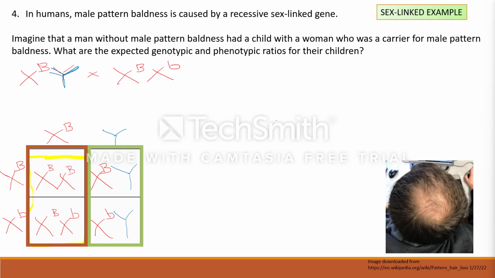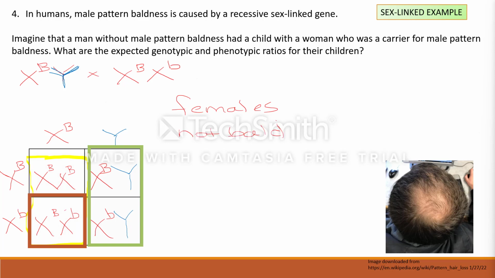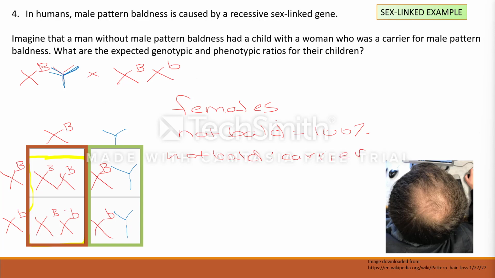And now we will look at the phenotypes. For the females, the phenotype is all of them are going to be not bald, right? Because these ones are carriers. Not bald, we'll just say 100% would be a good way to say that. Or if you want to say not bald to carrier, that's okay too, be a fine way to put it, and that would be 1-to-1. For the males, they are either not bald or bald, and just like for the genotype, it's a 1-to-1 ratio.